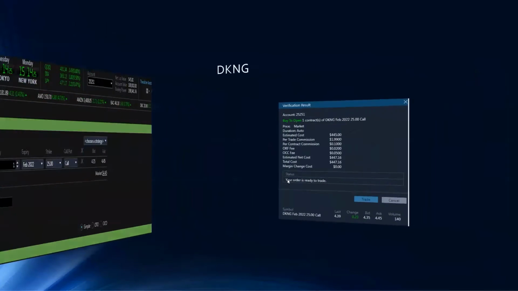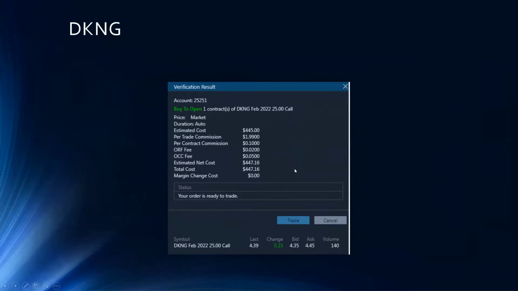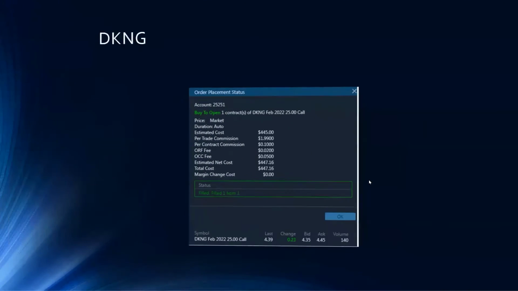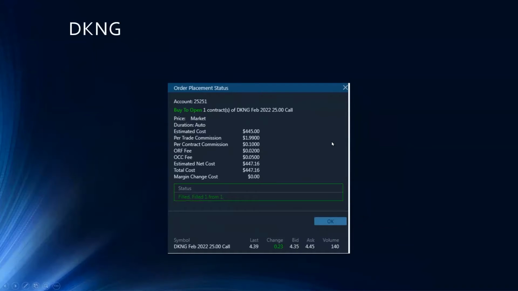All right, so with that, once again, you get your verification once you try and put the trade on. The cost of this trade at the time of this example was 445, with the miscellaneous commissions at 447.16, should the trade get off. You get your order placement status, your verification, once again, showing you buy to open one contract of DraftKings, February 2022, $25 strike price call. Market order, we got the price we were looking for, and total cost of 447.16.